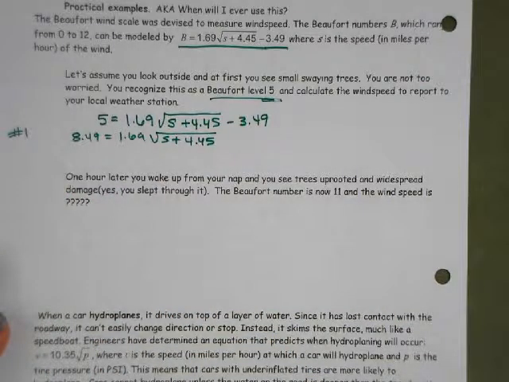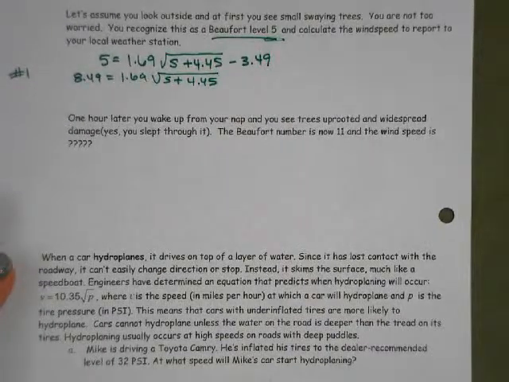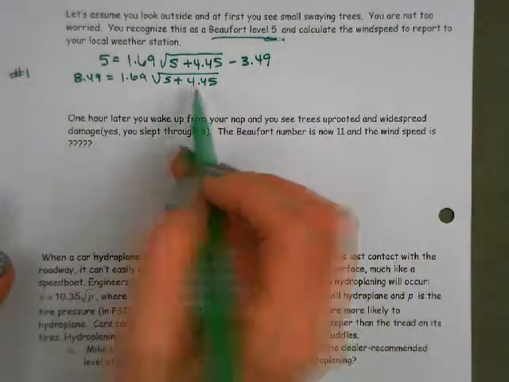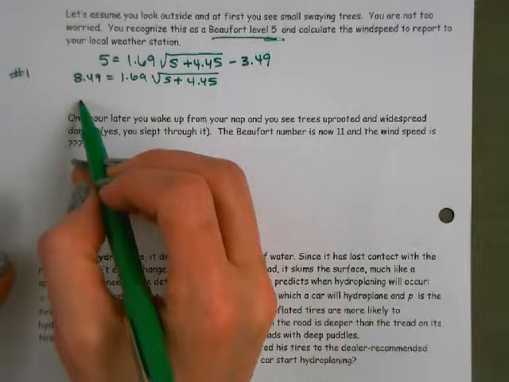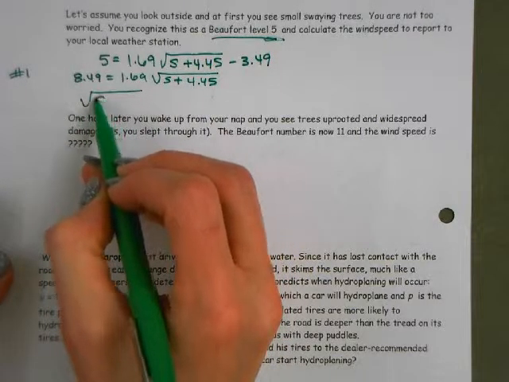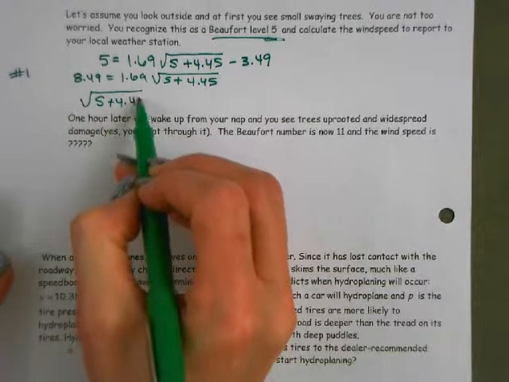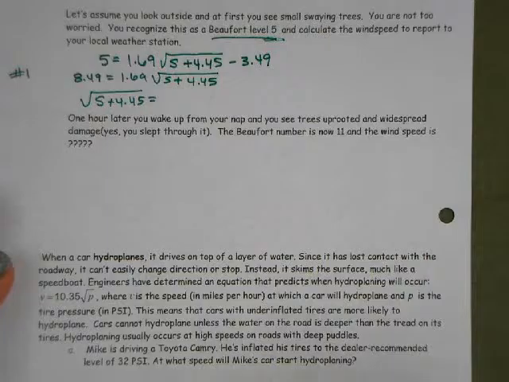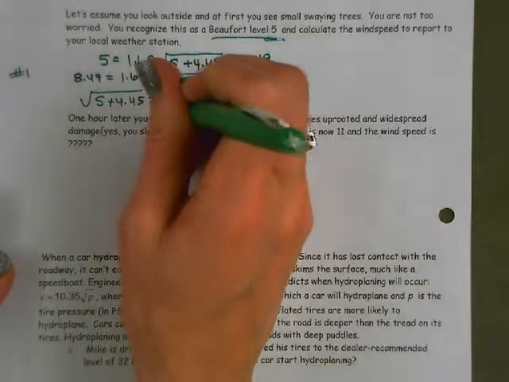Then what would be my next step in isolation? Divide by 1.69. So I'm going to flip these just because I like my radical sign on the left. I hope that doesn't confuse everybody. So 8.49 divided by 1.69 is approximately 5.02.